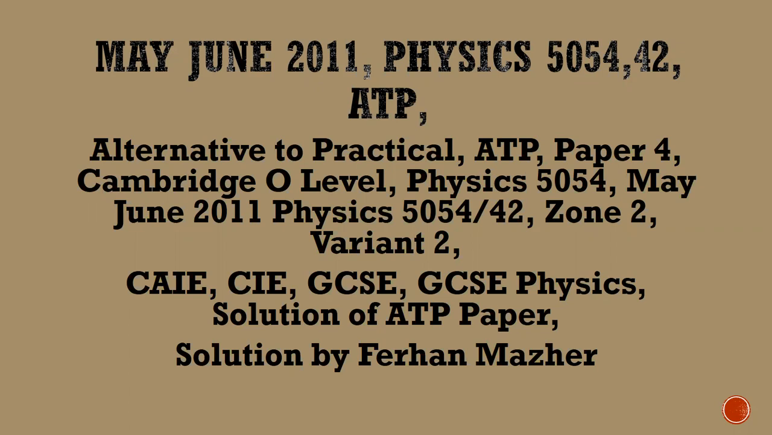Physics 5054. Today we have set our hearts to solve alternative to practical, which we call ATP, or we also call it paper 4. For this purpose, today we have selected the May-June 2011 4-2 paper. This ATP paper belongs to zone 2, or variant 2. In this video, we will have the solution of this paper. So let's start today's paper. So here we go.